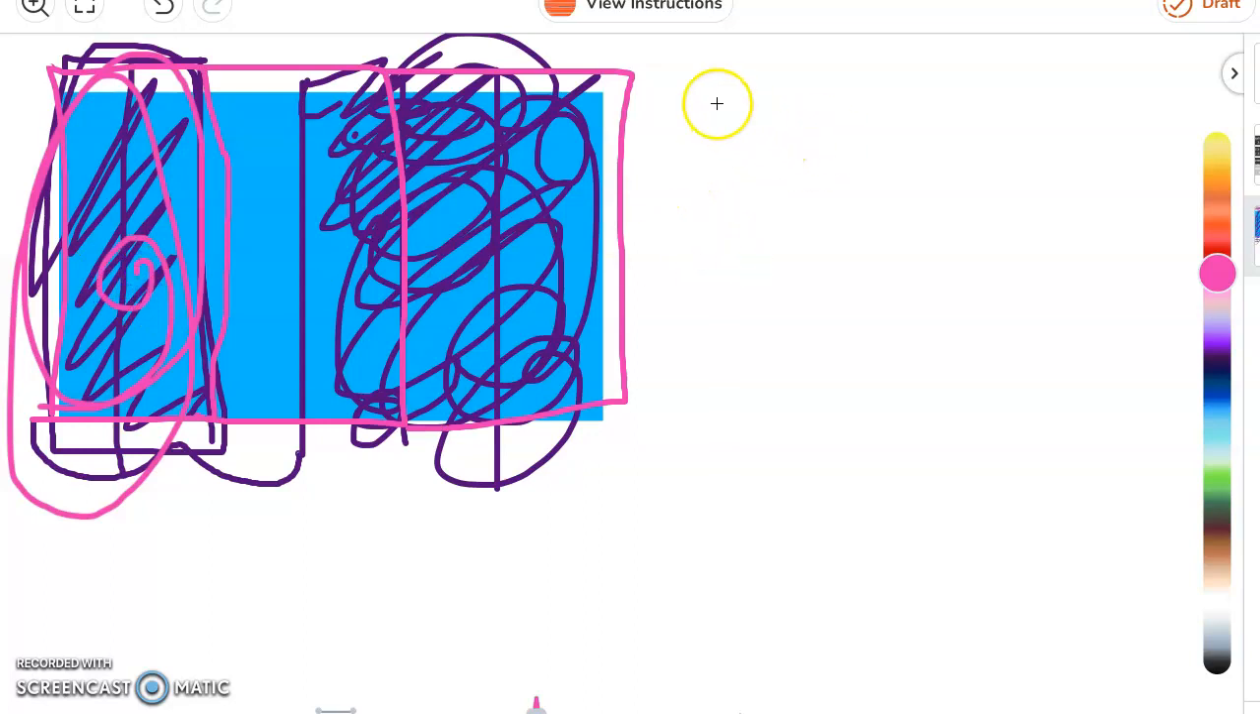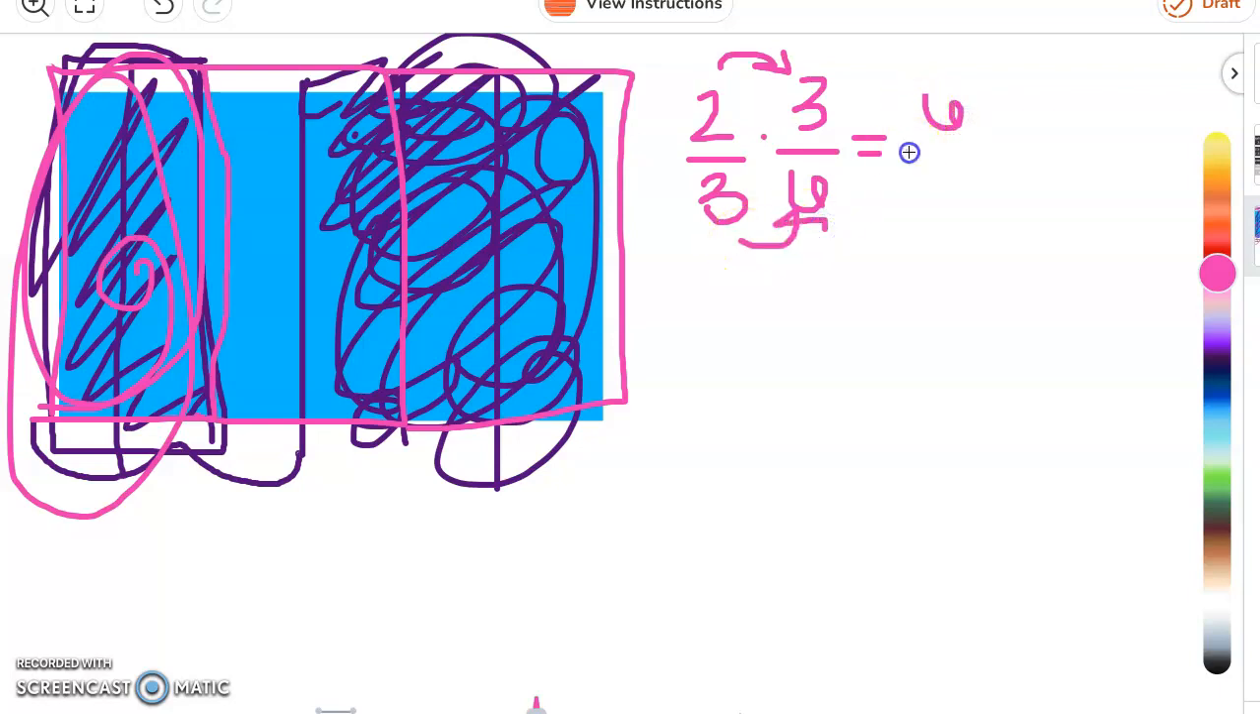Now, showing this mathematically, you ate 2/3 of your 3/6 serving left. So 2 times 3 is 6, 3 times 6 is 18. You can divide those both by 6, and you get 1/3.